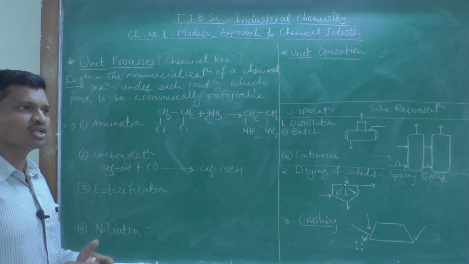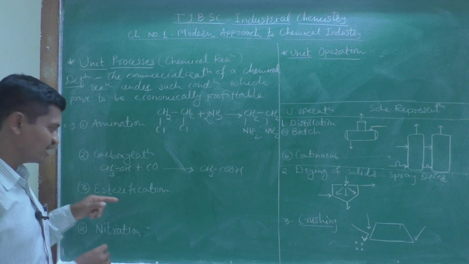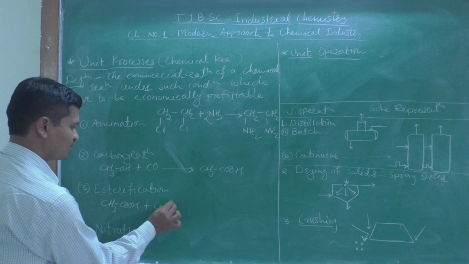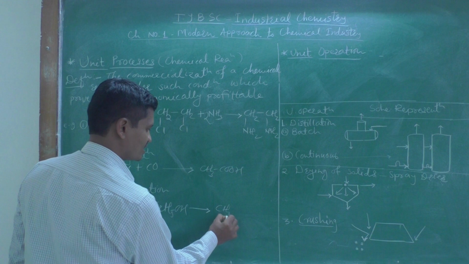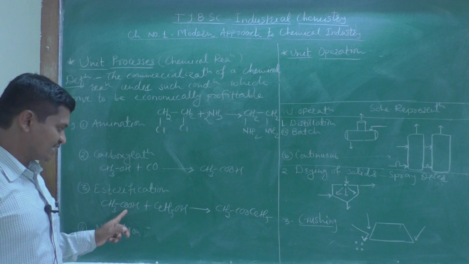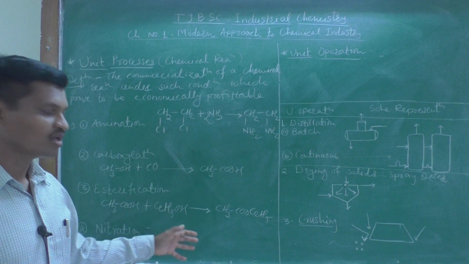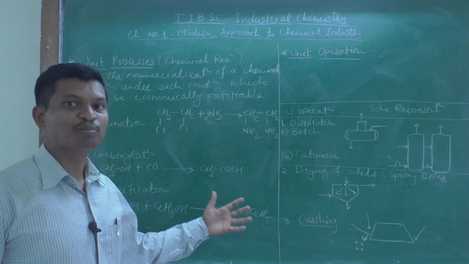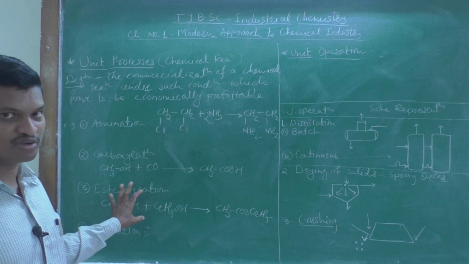Esterification. Okay, so a number of esterification reactions are there, but the esterification reaction that I am writing here is CH3COOH, acetic acid, plus C2H5OH, ethanol or ethyl alcohol. It gives ethyl acetate, CH3COOC2H5. Acetic acid reacts with ethyl alcohol to give ethyl acetate. So this reaction is called a unit process, because ethyl acetate can be prepared economically and profitably by this chemical reaction. So that's why it is a unit process.